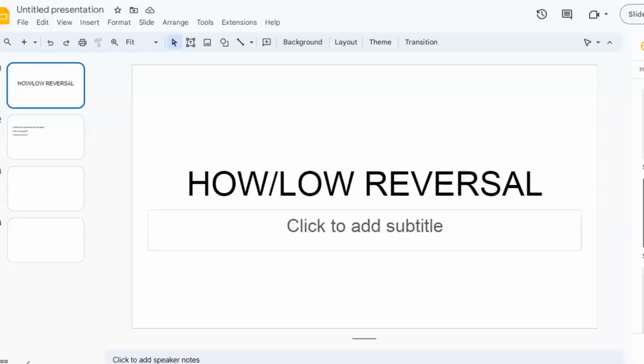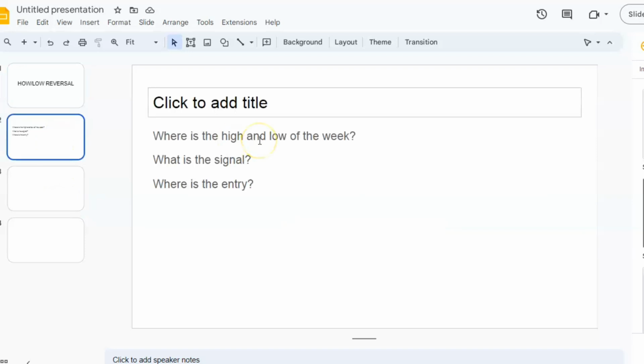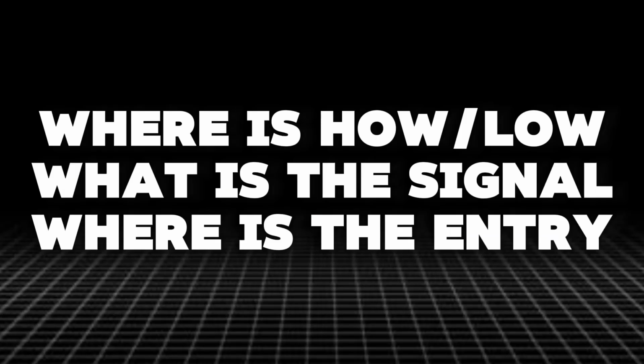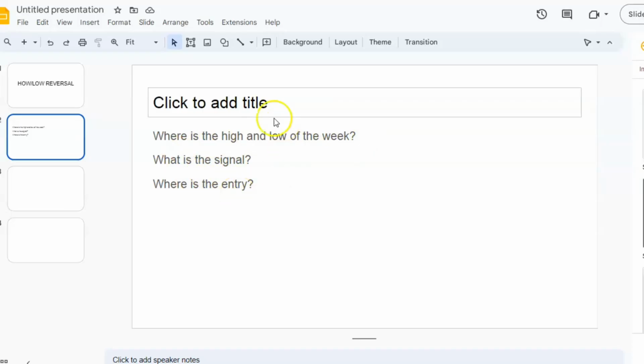Obviously, for us to catch 50 pips a day, we need to have a strategy. And the high of week, low of week reversal strategy is the simplest that I know of. If you can answer these three questions: where is the high and the low of the week? What is the signal? And where is the entry? If you can answer all these questions, then you are set to finding your 50 pips a day.